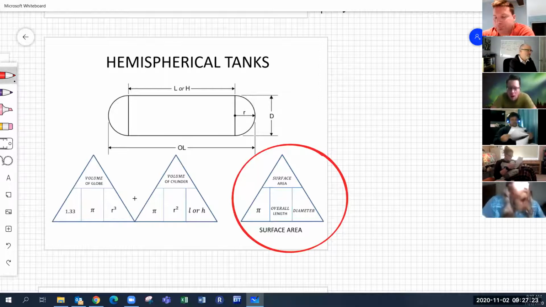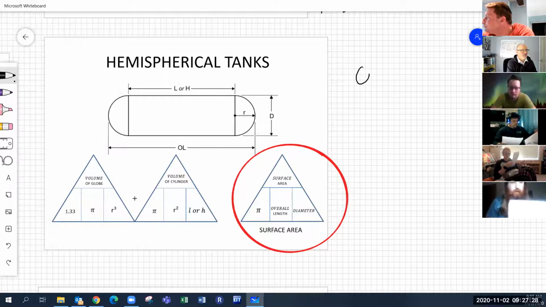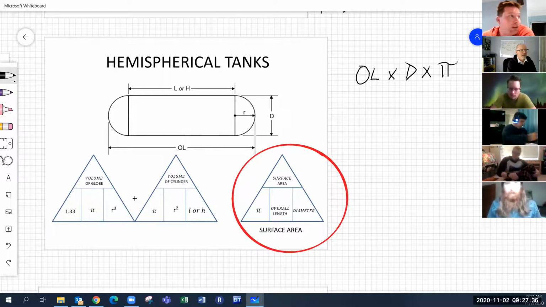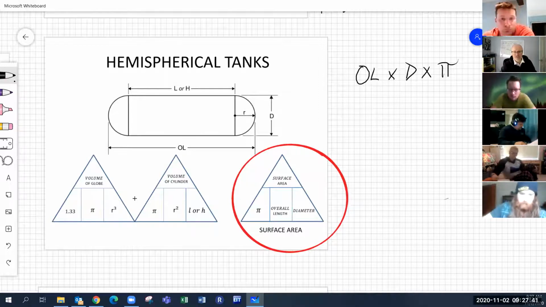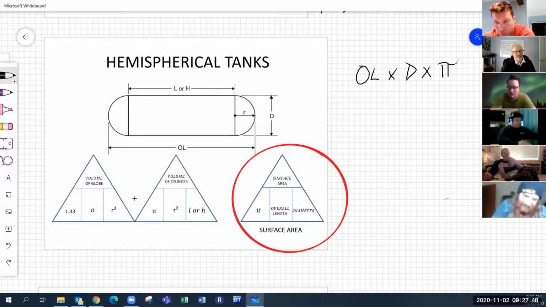And I'm going to rewrite that formula just up here. So it says take the overall length, multiply that by the diameter, multiply it by pi. So one of the ways you can remember this is it's old pi. I like pi. I mean, I don't like old pi because it's probably not great, but there you go. So there is the formula for surface area of a hemispherical tank.